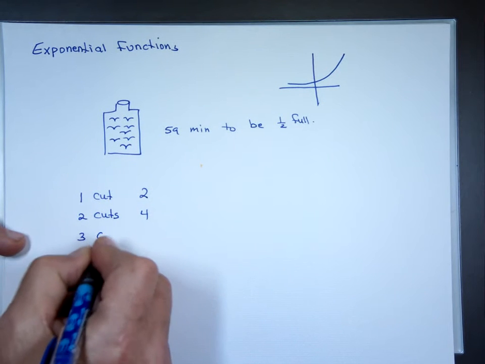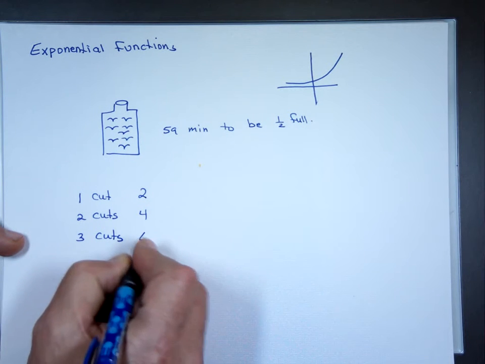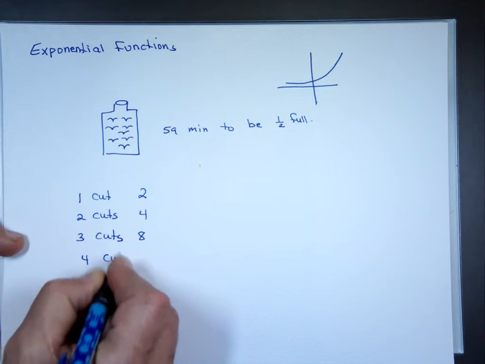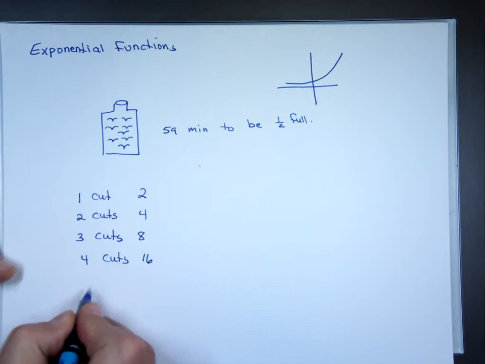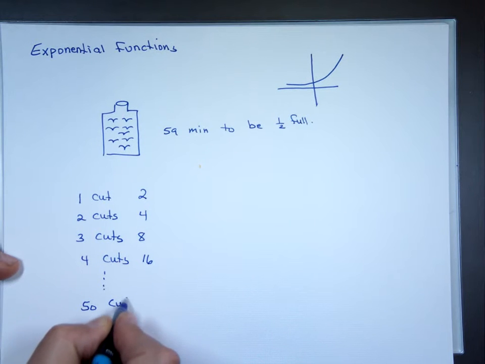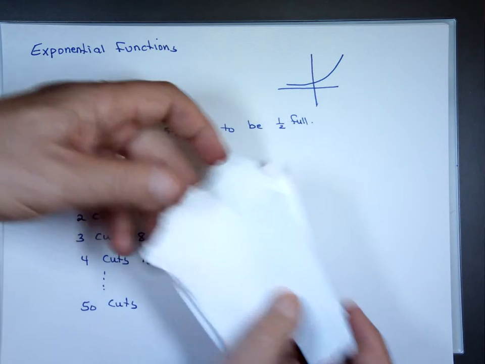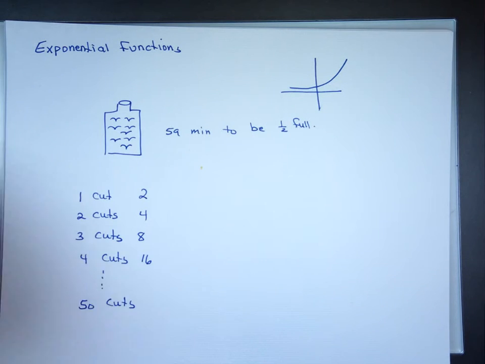3 cuts, you're going to have what? 8. 4 cuts, you saw me do that, you have what? 16. If I do it 50 cuts, I'm not asking how many sheets. The question is, and you stack these pieces of paper, how high would they go? How very high? Would it be like the size of this table?